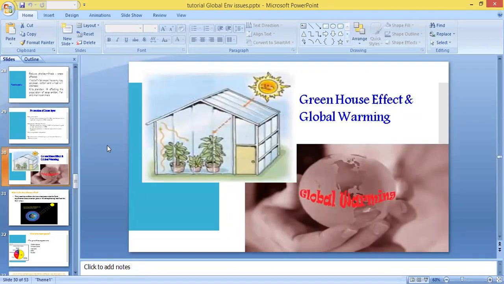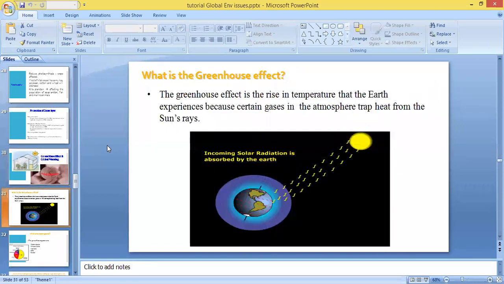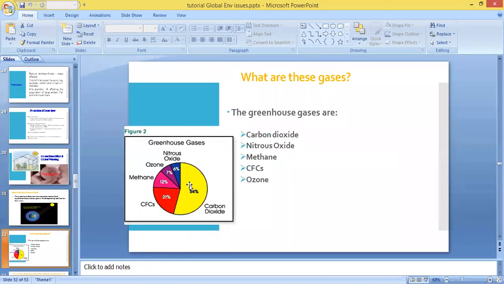Next is, what is the meaning of greenhouse effect and what is global warming. Greenhouse effect, again, is a very popular concept. It is the rise in the temperature of the earth that occurs because certain gases in the atmosphere trap the heat from the sun rays. So these gases trap the sun rays, and due to this trapping of heat, the overall temperature of the earth's surface will rise. You can see in this picture, incoming solar radiation is being absorbed by the surface of the earth. As a result, the temperature of the earth's surface increases overall.